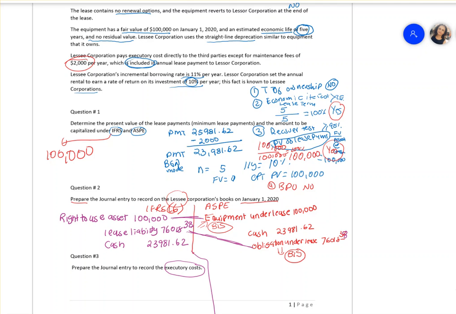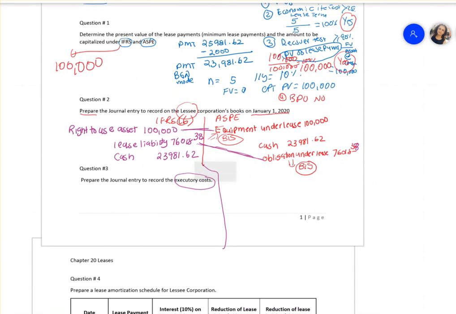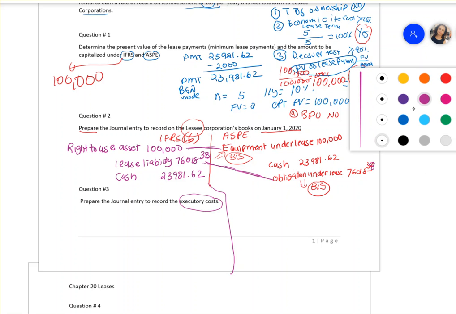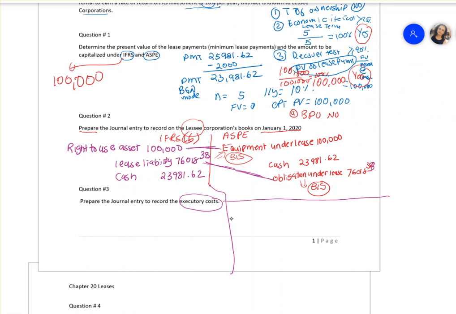Now in this example, we are recording the executory cost, under ASPE and IFRS. If we were using ASPE in order to record our cost, the debit will be an expense, a maintenance expense, and the credit will be your cash for $2,000.